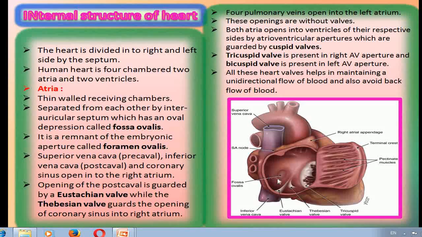This fossa ovalis is the remnant of the embryonic aperture called the foramen ovale. Remnant means what? A piece of something that is left after the rest has gone.